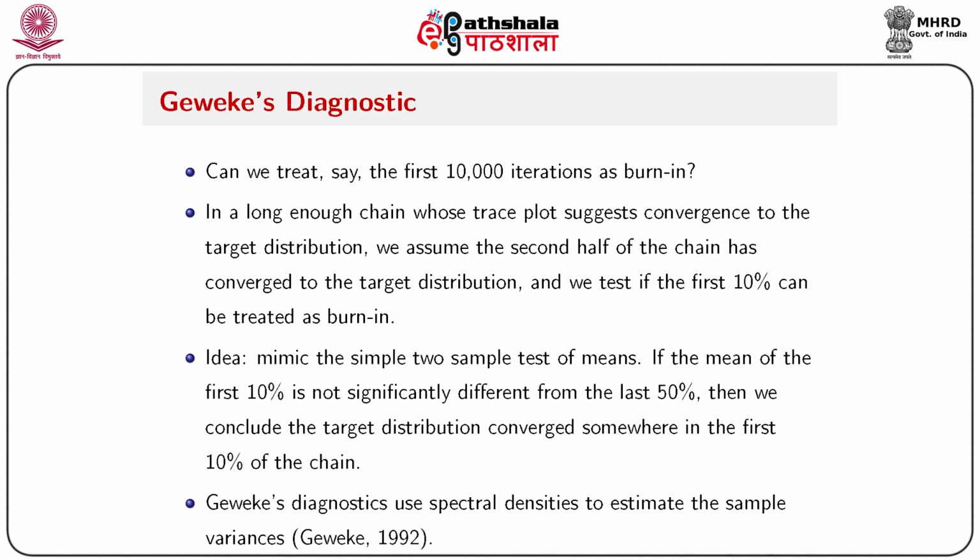In a long enough chain whose trace plot suggests convergence to the target distribution, we assume that the second half of the chain has converged to the target distribution, and we test if the first 10% can be treated as burn-in. The idea is a simple two-sample test of means. If the mean of the first 10% is not significantly different from the last 50%, then we conclude the chain converges somewhere in the first 10% of the chain. Then Geweke diagnostics use a spectral density to estimate the sample variance.